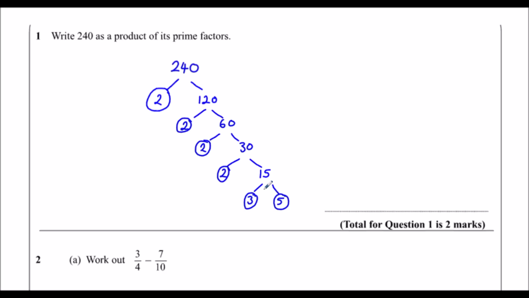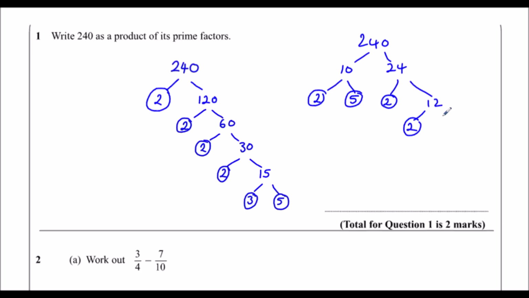We could have done this a different way. If we started with 240 and said it's 10 times 24. Neither of those are prime. So we would have changed 10 into 2 times 5. 24, we could have said, is 2 times 12. 12 is 2 times 6. And 6 is 2 times 3. We end up with the same numbers at the bottom of the tree.